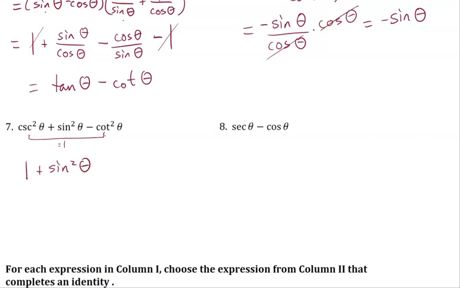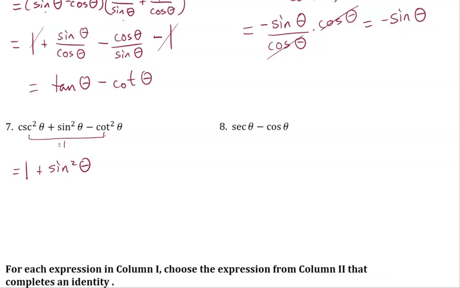This looks like it might be another Pythagorean identity, but that would only be cosecant squared if it was 1 minus sine squared. Now, could I replace the sine squared with 1 minus cosine squared? I could, but then I would just have 2 minus cosine squared, which isn't any more simplified than this one. Okay, oh, forgot my equal sign. Okay, and then secant minus cosine.